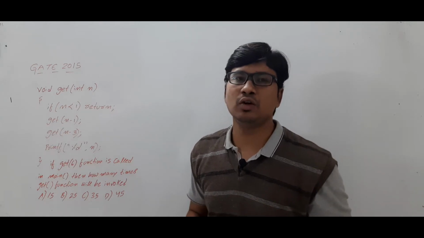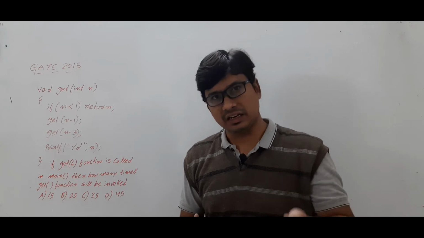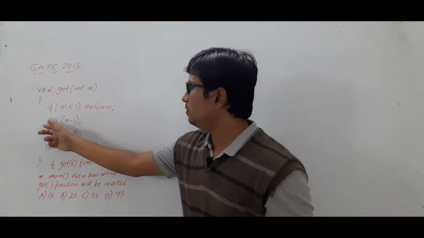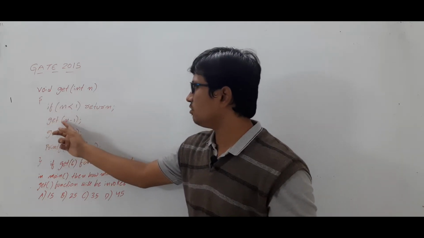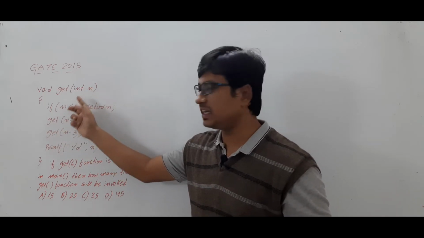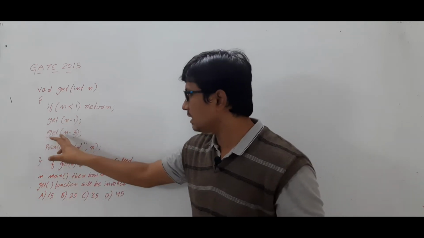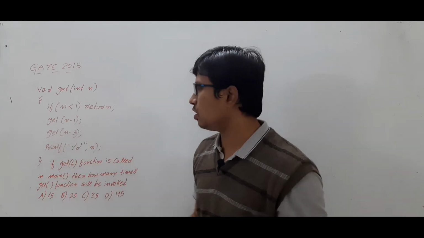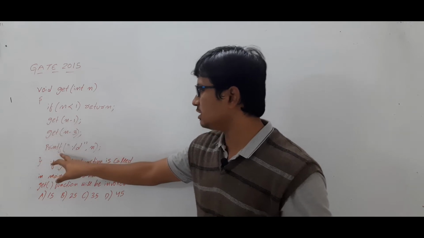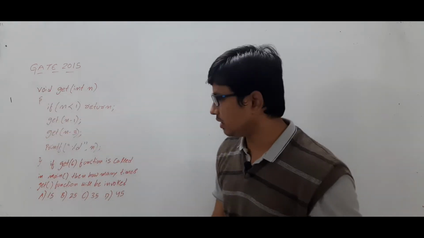So that's why we are calling it a recursive function, and the technique we call recursion. The function is calling itself, but now the input is changing. When it was previously n, now it is calling with input n minus 1, then get(n-3). So again it is calling itself, and finally it is printing the n value. This is the pseudocode they have given.